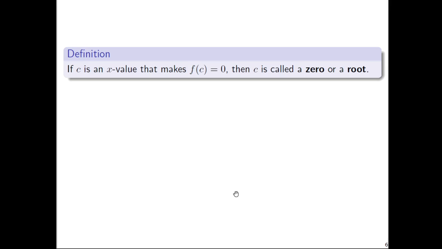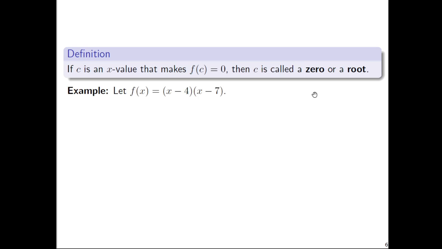If c is an x value that makes f of c equal to 0, then c is called a root or a 0. It's kind of funny that c, even if c itself is not the number 0, is called a 0. So if c is an x value that when you run it through the function f, you get as an output the y coordinate 0, then the x value is called a 0.